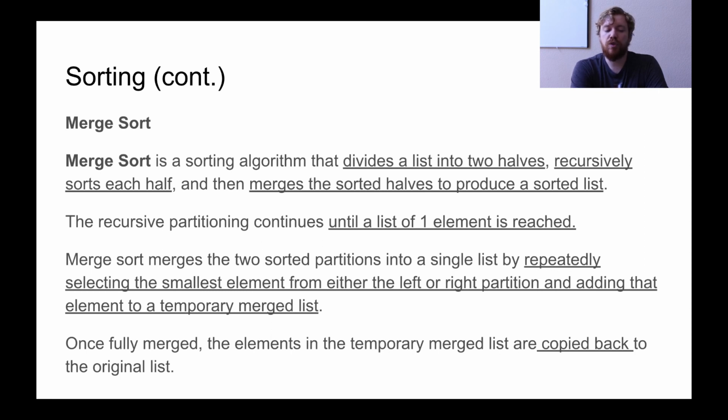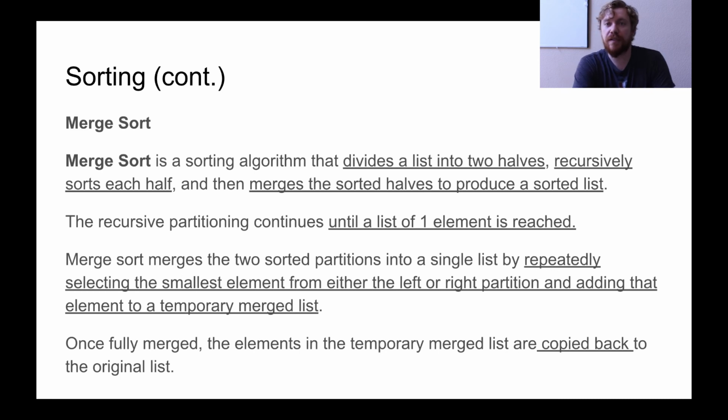The merge sort merges the 2 sorted partitions into a single list by repeatedly selecting the smallest element from either the left or the right partition and adding that element to a temporary merged list. Once fully merged, the elements in the temporary merged list are copied back to the original list.